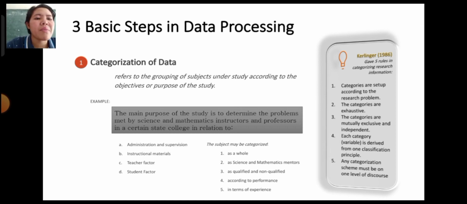Okay, the subject may be categorized as a whole, as science and mathematics mentors, as qualified and non-qualified, according to performance, and in terms of experience.